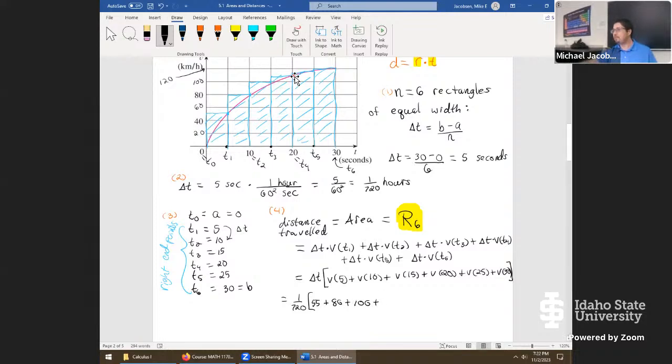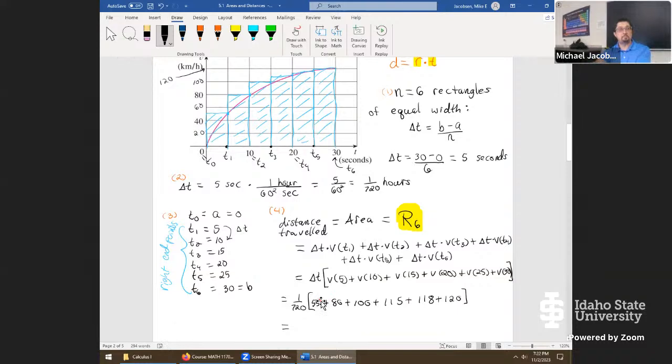Over to 20 seconds. Now it's getting a little harder to tell. I guess 115 maybe. Moving over to here, at that location, it might be more like 118 or something. But finally, they told us that it did achieve a speed of 120 kilometers per hour at time 30 seconds. So we can go 120 right here. So now it's finally all on paper.